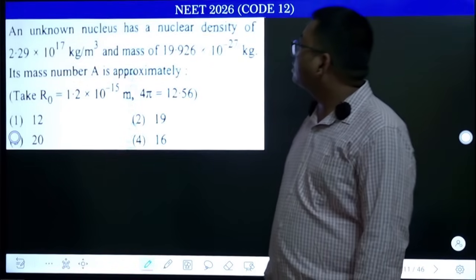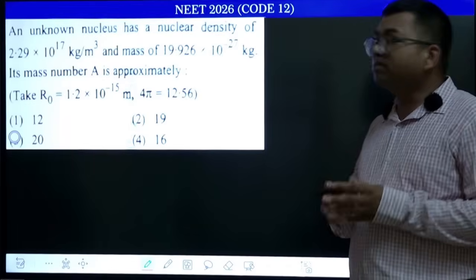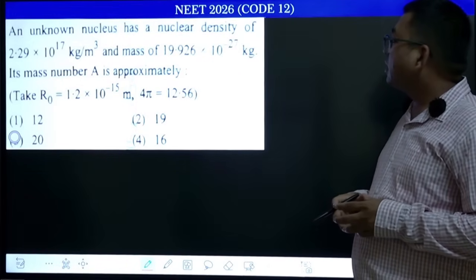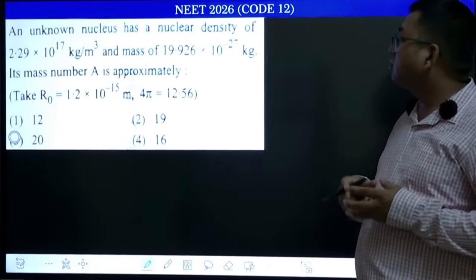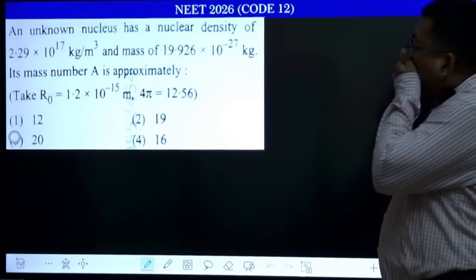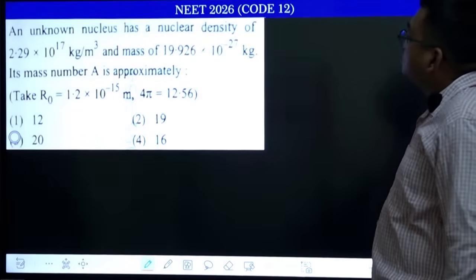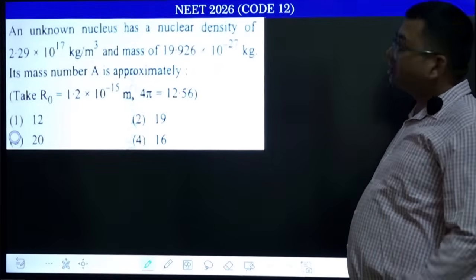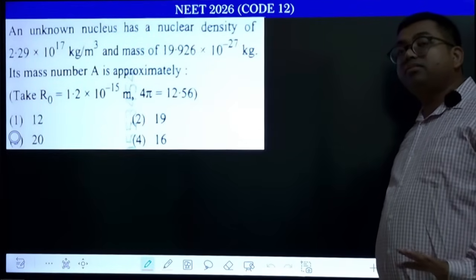An unknown nucleus has a nuclear density. Density is given, and mass is also given. Its mass number is A, and we have to find the mass number. So mass is given, we have to find its mass number.